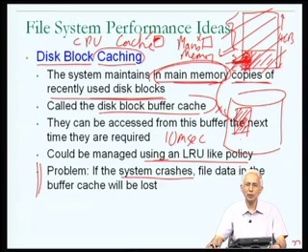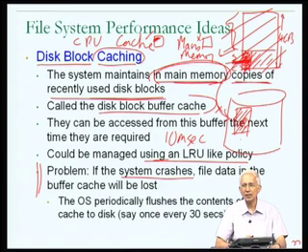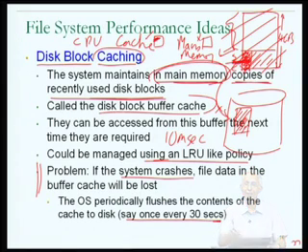And something which many of the operating systems do is that they will periodically flush or write back the contents of the cache to disk. And by periodically, there will be a parameter of the operating system. The default value may be something like 30 seconds. So about twice every minute, the contents of the disk block buffer cache would be written back into the disk.